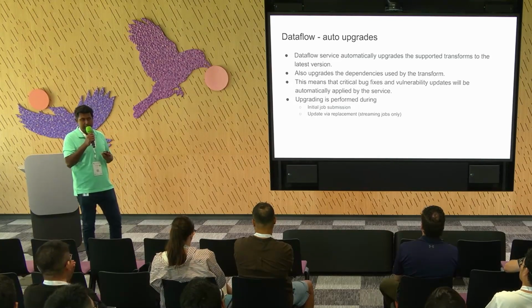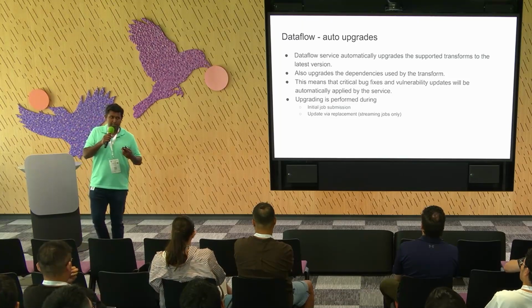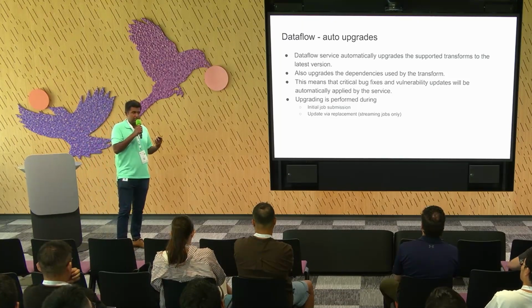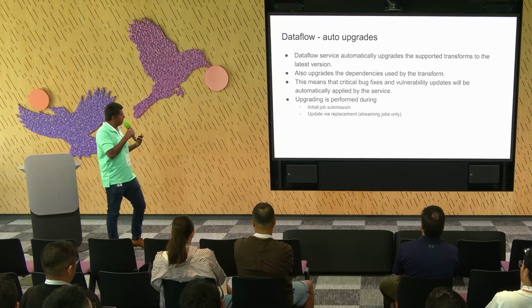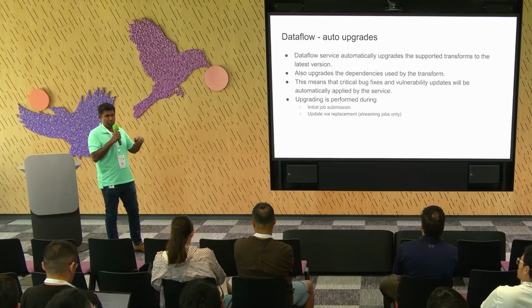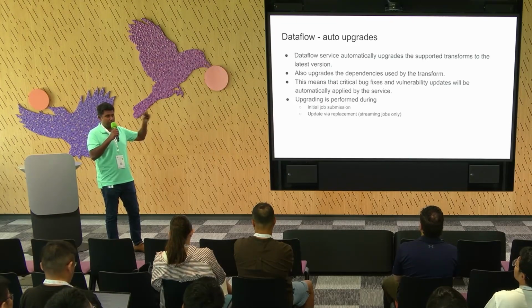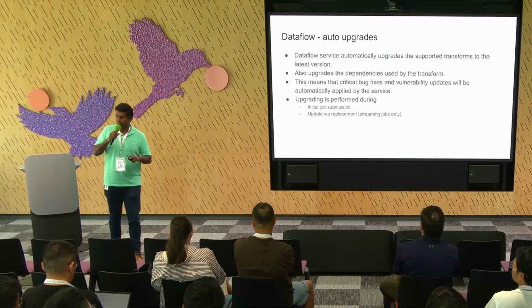Currently, upgrading is done in two different places. When you submit your job, we always upgrade managed transforms to the latest supported version. And if you use Dataflow streaming jobs and do an update request, we again upgrade these transforms. Even if you do the update within the same Beam version, we upgrade them to the latest supported version.